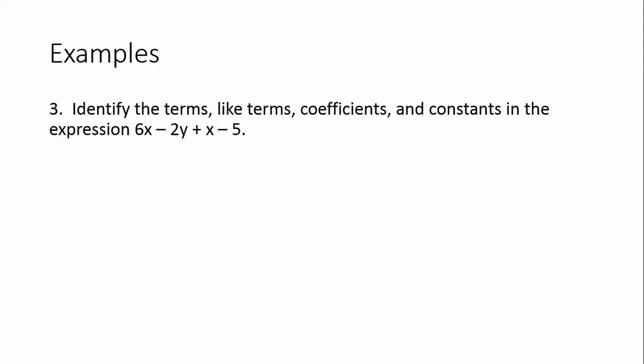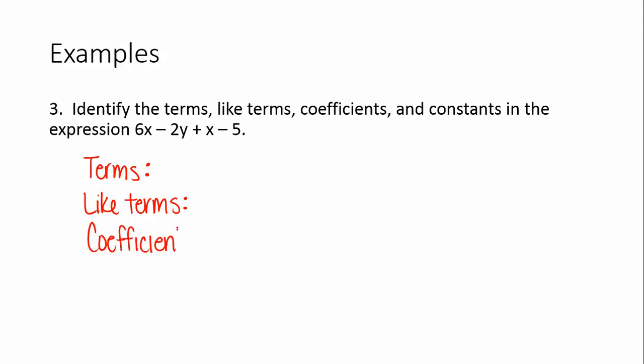On example 3, you're asked to identify the terms, the like terms, the coefficients, and the constants that are in that expression. So what we have is 6x minus 2y plus x minus 5. So we're going to label terms, so there are several of them, like terms, and in your homework I write these words out for you and give you some space. Coefficients, and also constants.